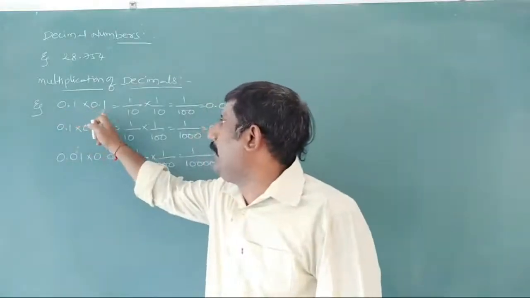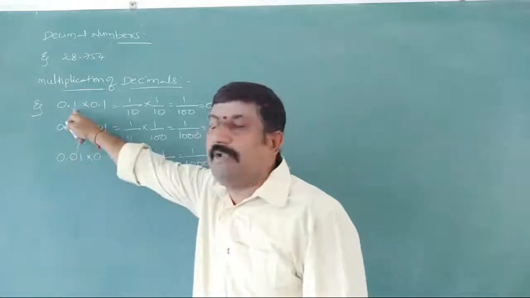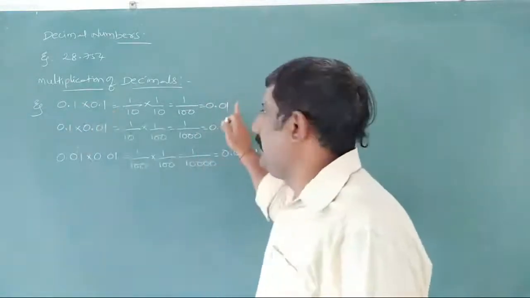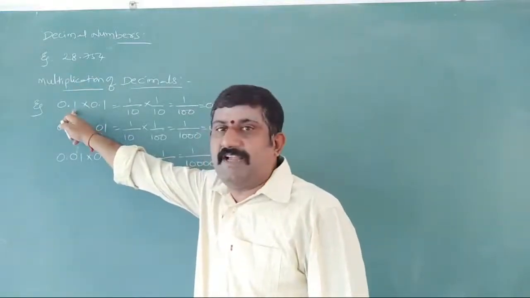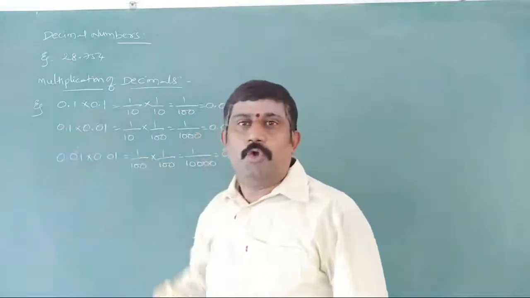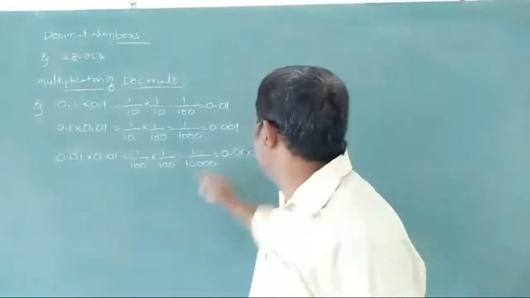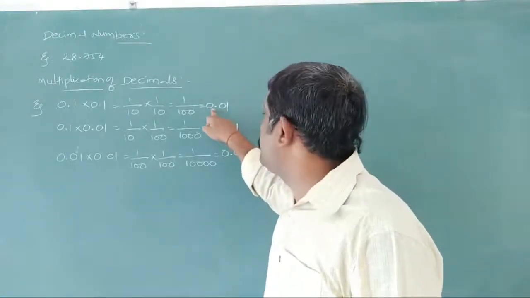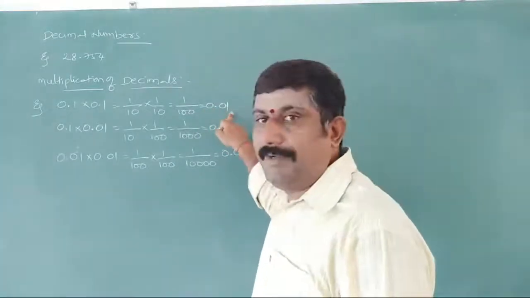0.1 into 0.1. First of all, forget about the decimal point and take the numerical values here, 1 and 1. 1 ones are how much? 1. So write down 1 here. Now, after the decimal, how many digits do we have here? Here 1, here 1. 2 digits in total. So we have to get 2 digits after the decimal, but we have only 1 here. So keep a 0 before 1 and put the decimal point here. Now it is going to be 0.01.